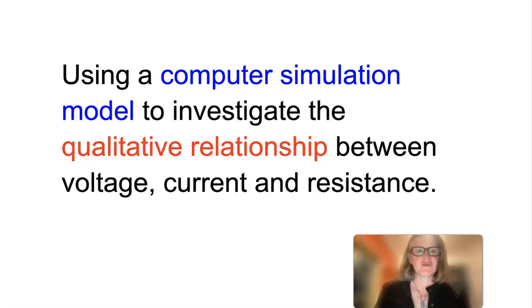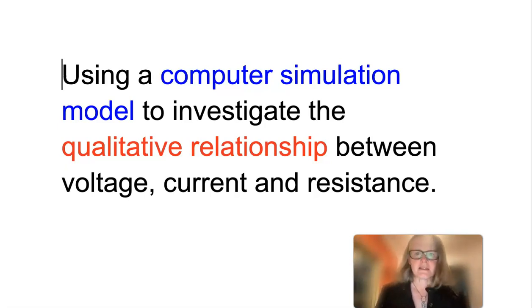In this video, we're going to use a computer simulation model to investigate the qualitative relationship between voltage, current, and resistance. So we always use models to make things more visible. In this case, because we're looking at electricity, it can be tricky to play around with all the components and the wires and to feel like you can understand what's going on inside them. So this computer simulation simplifies that and makes the really key ingredients of the circuit really visible. So that's why we're using a computer simulation model.